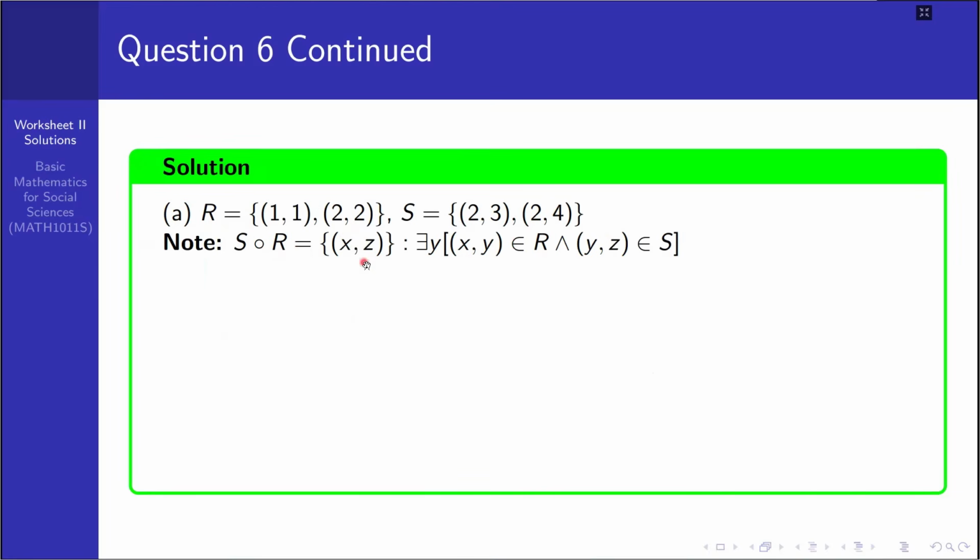set containing an element of this one, that is xz, so that this xz could be an element of this one, S composed of R, if there is y such that the ordered pair xy is an element of R and yz is an element of S.